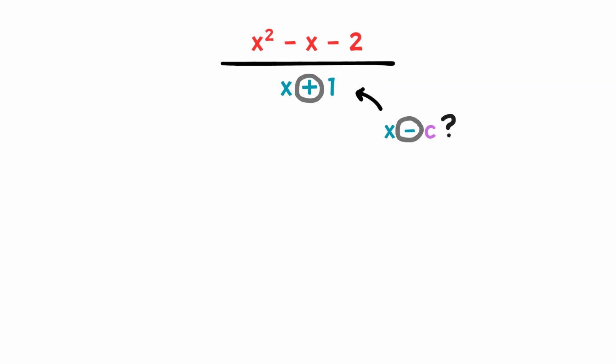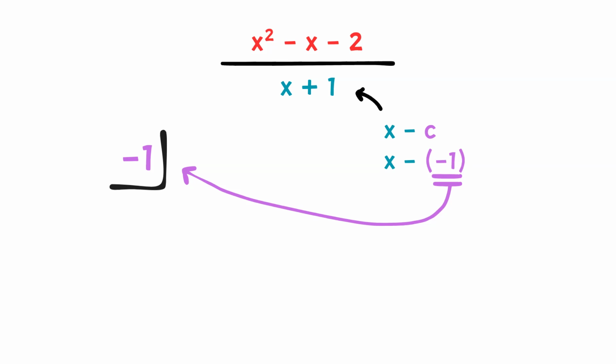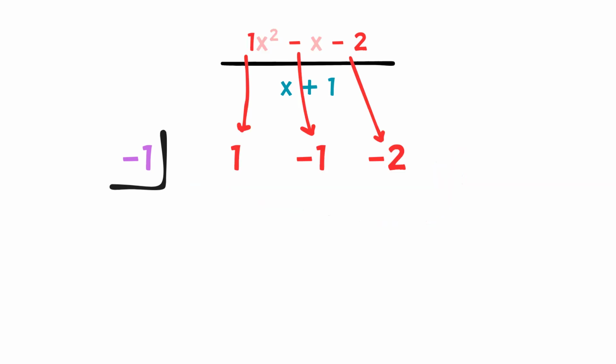Now, even though we have a plus instead of a minus, we can think of the plus 1 as minus -1. A double negative is a positive. Now we can clearly see that we can use -1 as our c. So let's try solving this using synthetic division. First, we get all our coefficients from the dividend, 1, -1, and -2.